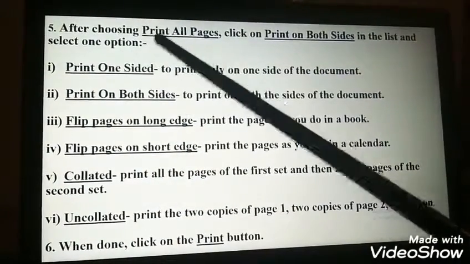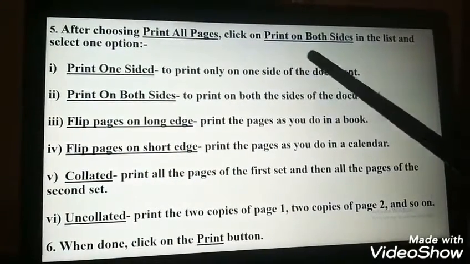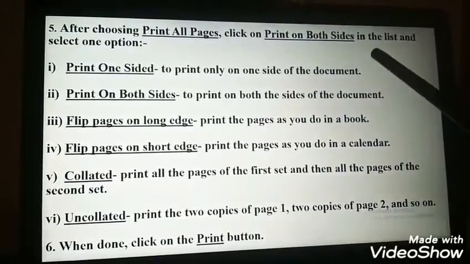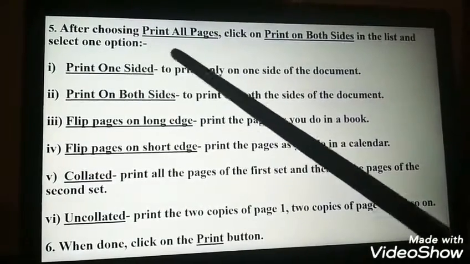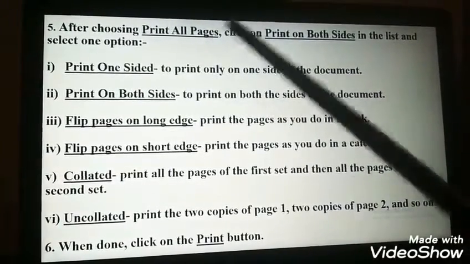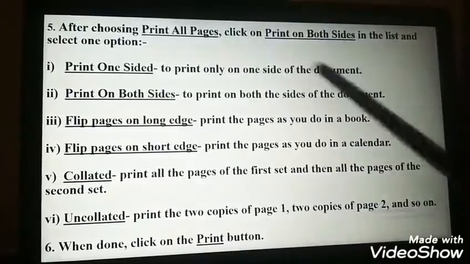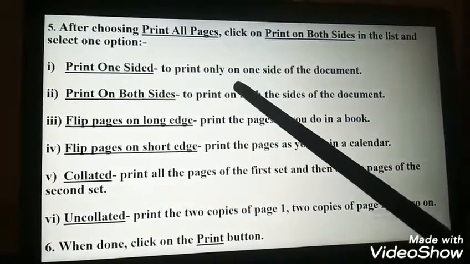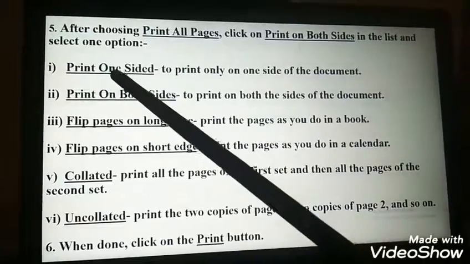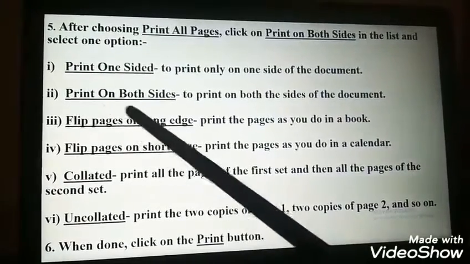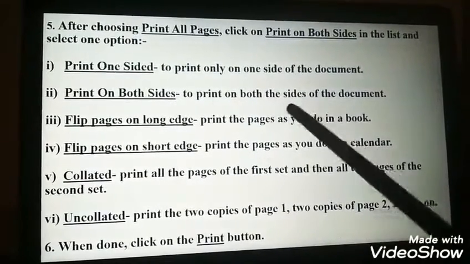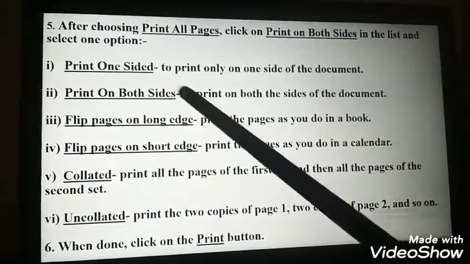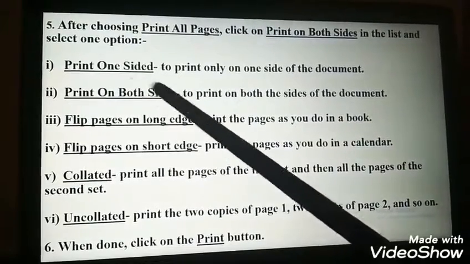Then after choosing print all pages, click on the print on both sides list and select one option, right? If we want to print on both sides of the pages. First is print one side. If we want to print one side of the document, then we will select print one side. If we want to print on both sides of the document, then we will select print on both sides.